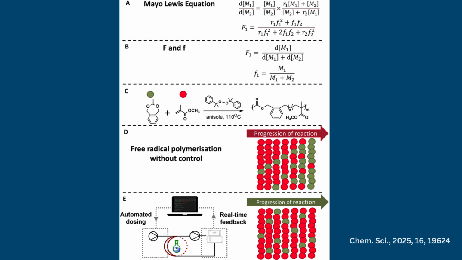This dependence gives rise to composition drift, a phenomenon in which the monomer feed composition gradually changes throughout the reaction. Initially, the more reactive monomer is consumed rapidly, enriching the remaining reaction mixture in the less reactive monomer. Consequently, polymer chains formed early differ slightly in composition from those formed later, resulting in compositional heterogeneity.